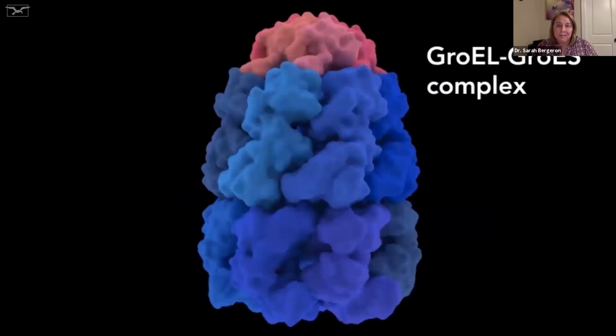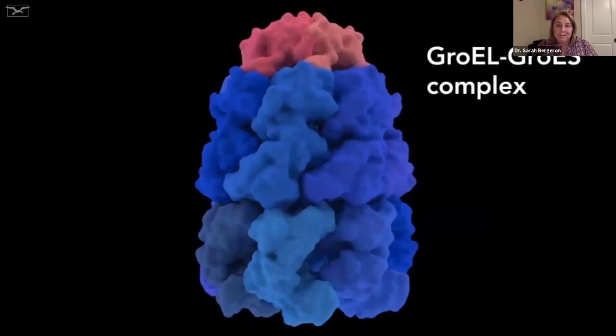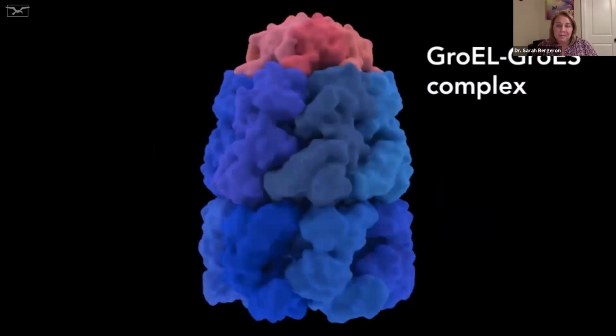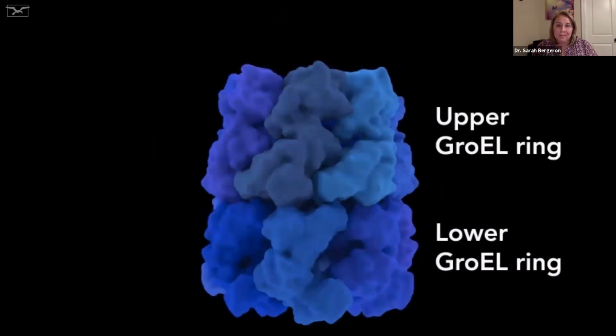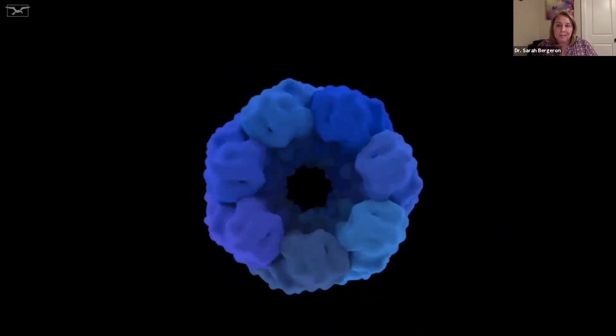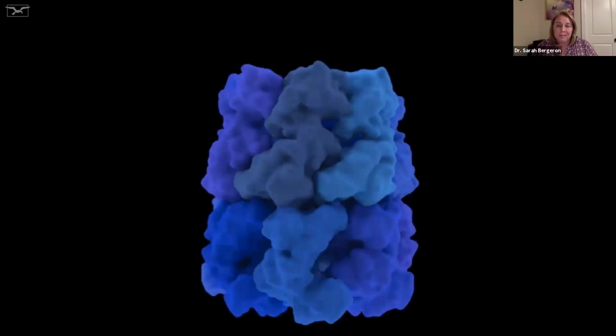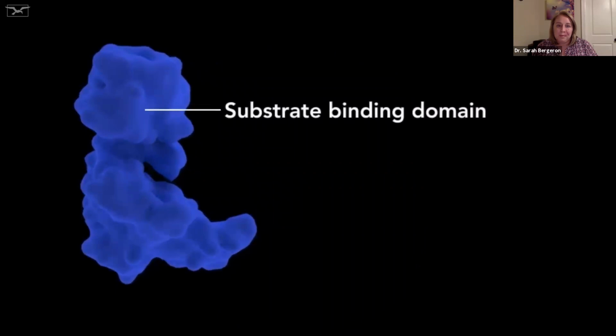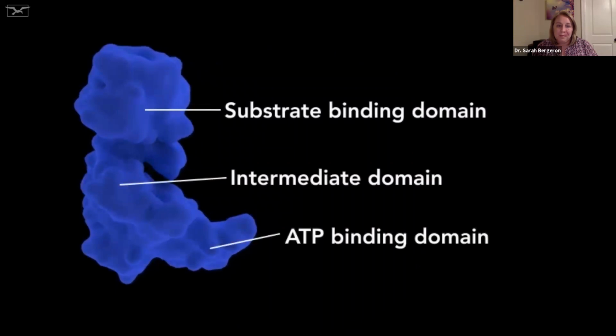The GRO-EL-GRO-ES complex is an example of a bacterial chamber-like chaperone. The GRO-EL subunit consists of 14 identical subunits arranged in 2 rings of 7 subunits each. Each GRO-EL subunit has 3 protein domains: a substrate binding domain, an intermediate domain, and an ATP binding domain.